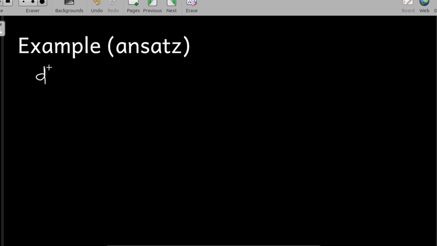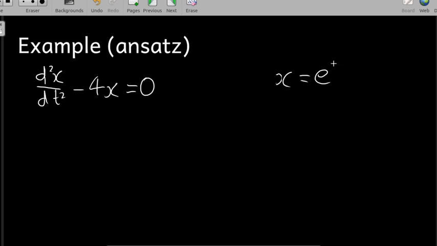So the equation was d2x by dt squared minus 4x equals 0, and we're going to use the exponential ansatz. What does that mean? It means we're going to substitute x equals e to the lambda t. For this class of equations, there will always be at least one solution of this form for some value of lambda. So we can substitute this in and then figure out what lambda is afterwards.